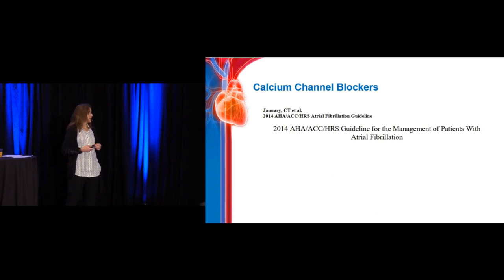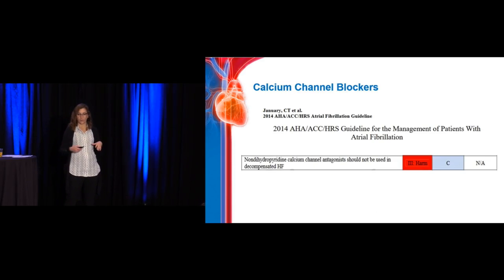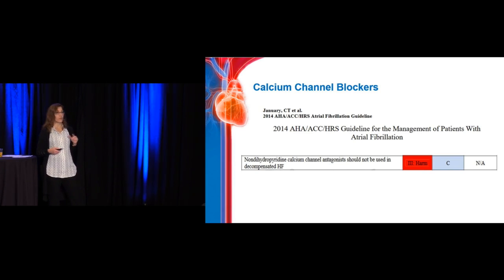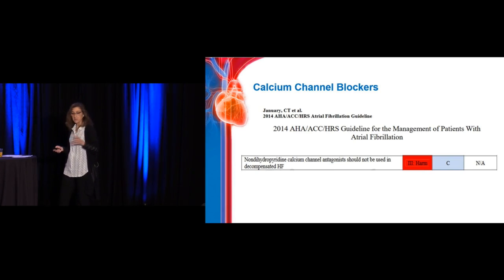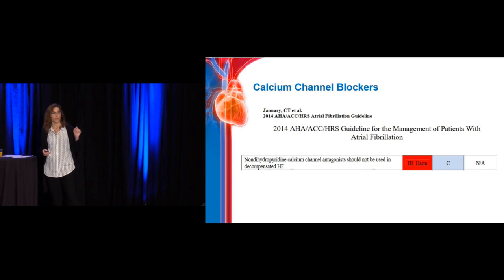And why is that? Well, here's the 2014 consensus statement by the American Heart Association, American College of Cardiology. You can read all of that. And one of their lines is non-dihydropyridine calcium channel blockers should not be used in decompensated congestive heart failure. Reasonable statement. It's class 3 harm, level of evidence C, and that last box that says NA is usually where the reference is so that you can read the primary study that provided the data for the consensus statement. There's no reference.